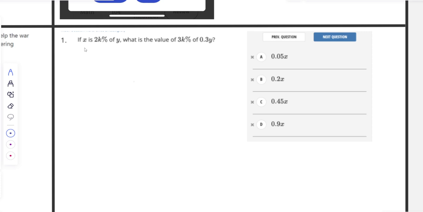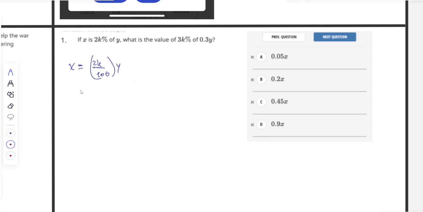So if x is 2k% of y, what is the value of 3k% of 0.3y? That's just like extremely weird. But we can start by writing this into equation form. So x is means equals, and then 2k%. Well, if you think of k% or any percentage, like 50% is just 50 out of 100. K% would be k out of 100. And then 2k% would just be 2k out of 100. And of means multiply, so we're taking 2k out of 100 times y.